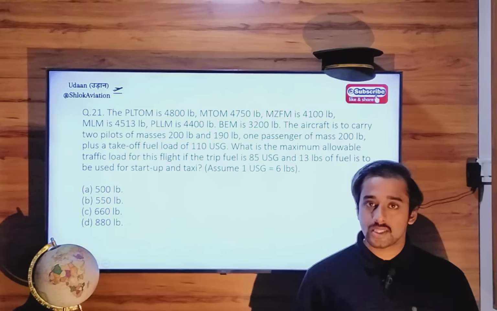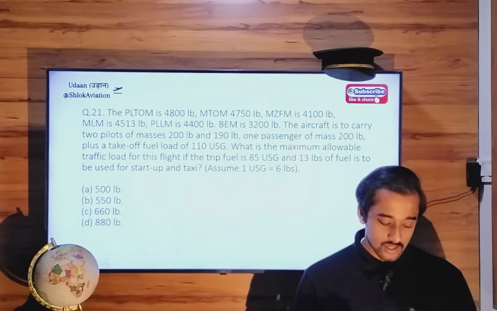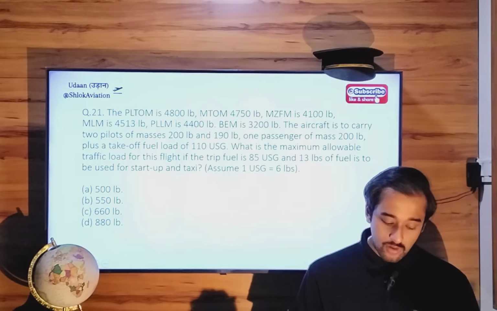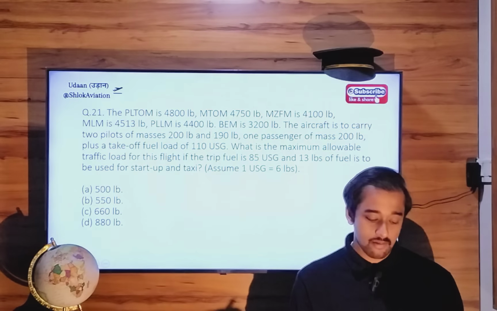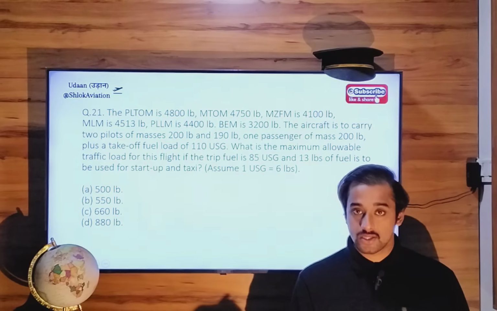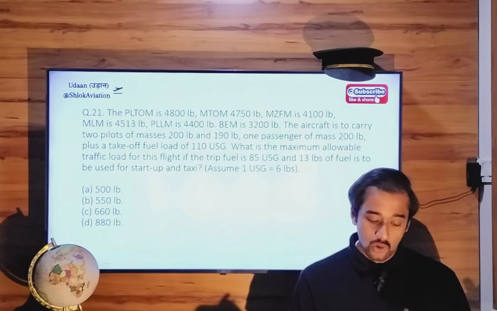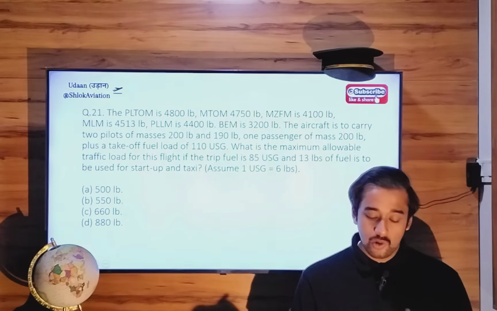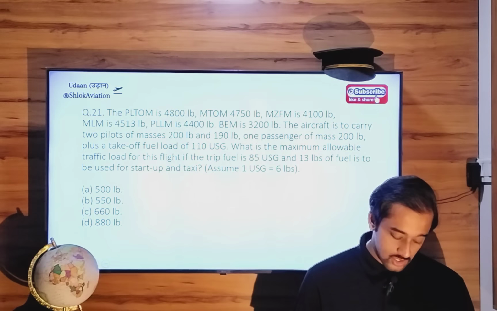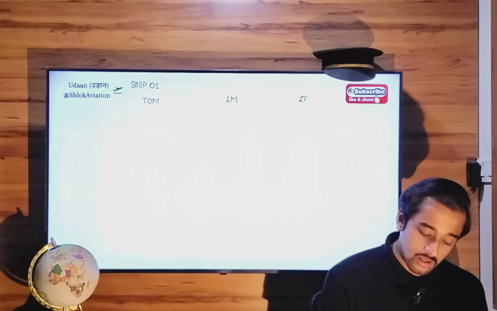Question 21, similar to the previous questions. Again, performance takeoff mass, maximum takeoff mass, zero fuel mass, maximum landing mass, performance landing mass, basic empty mass are given to you. Variable load is given, weight of one passenger is given, takeoff fuel and trip fuel are given to you. So to start with, make three columns. Step 1: one for takeoff mass, the second for landing mass, and the third one for zero fuel mass.